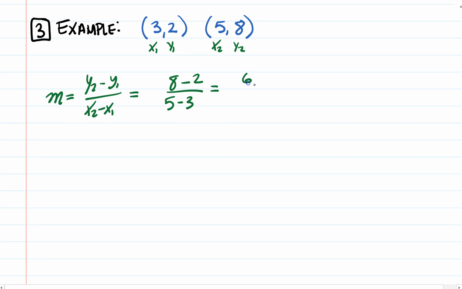8 minus 2 is 6. 5 minus 3 is 2. So 6 divided by 2 is 3. Now I have the slope. Now, for point slope form, you can pick either point. It doesn't matter which one you pick. I'm going to go ahead and choose this one, but you could also choose the other one.